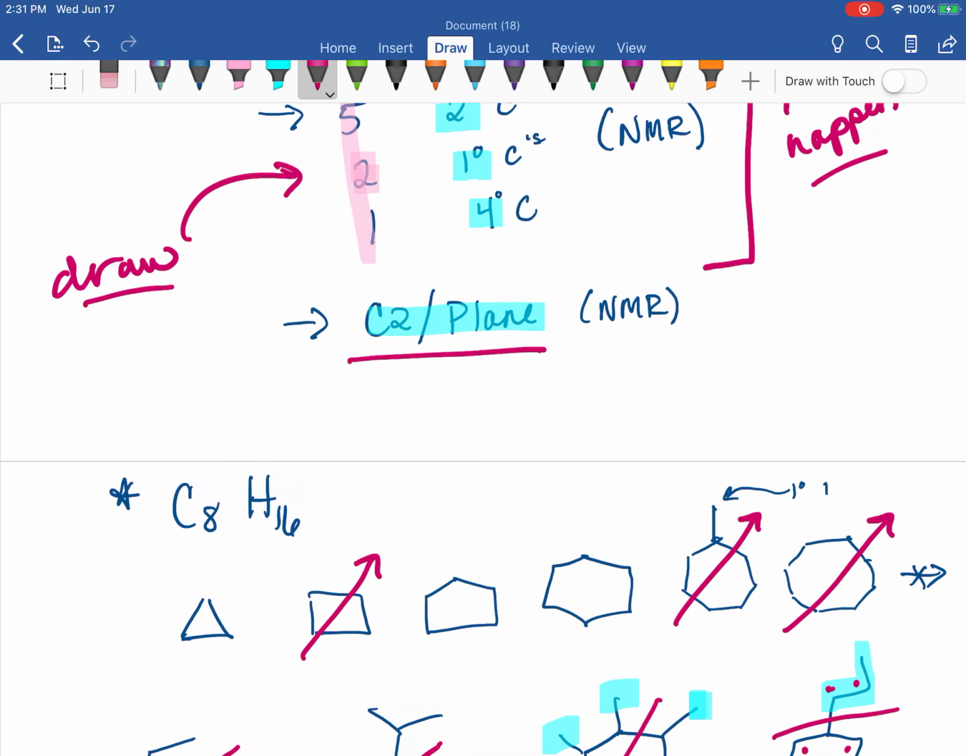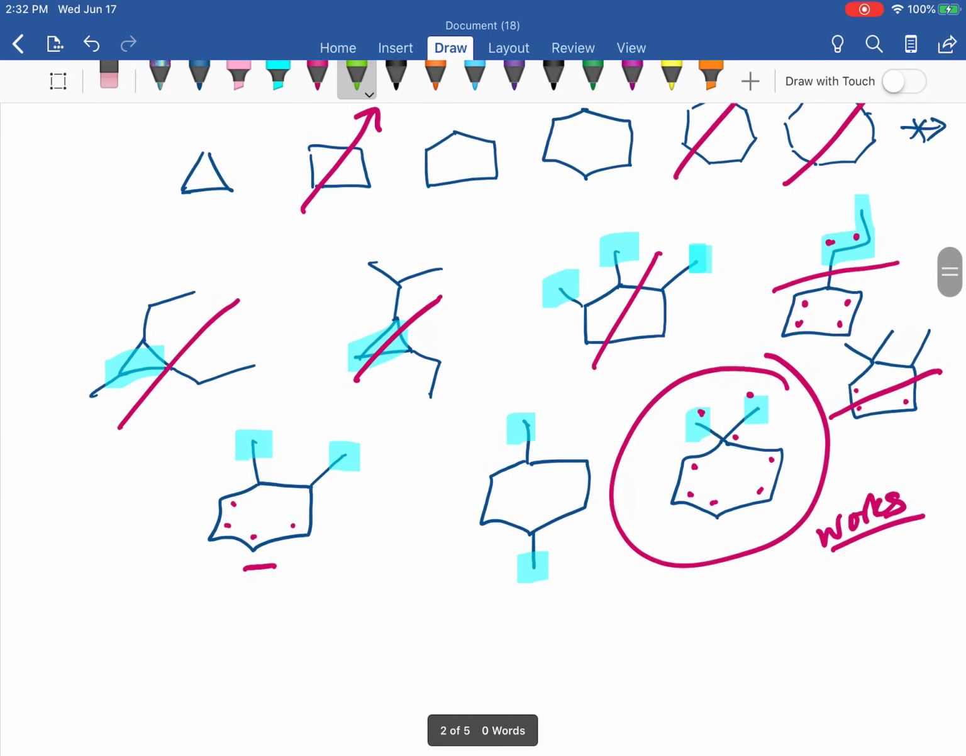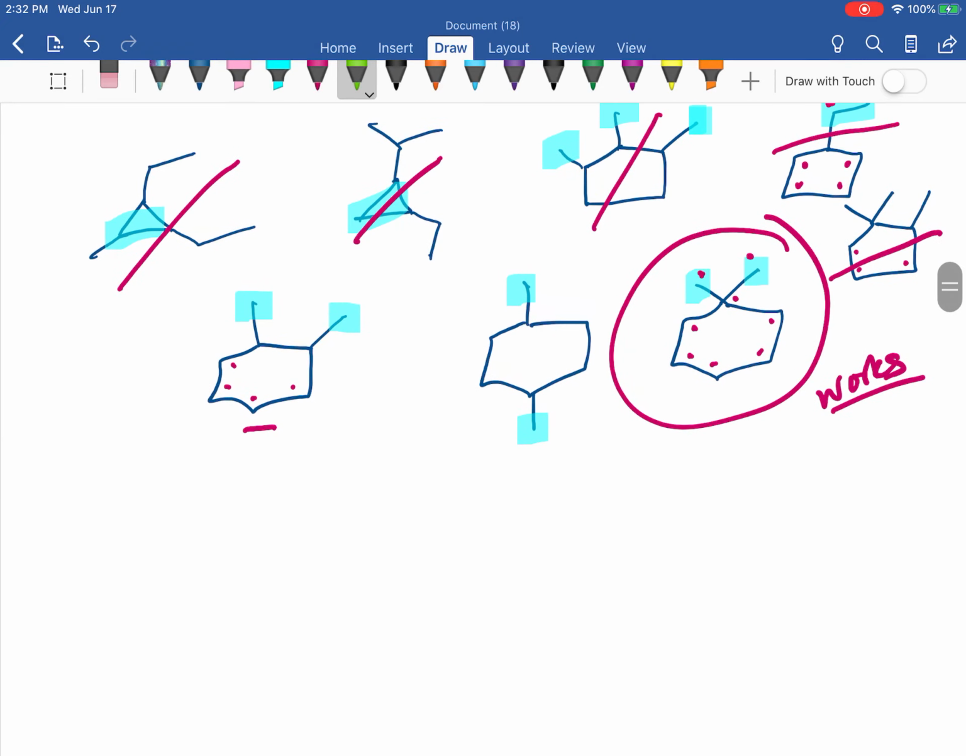Okay, now last but not least, I typically give us our symmetry last. Now, you know from our videos, and one of our most common mistakes on this next test, can I tell symmetry with just a skeletal drawing? No. What kind of drawing do we need to see that symmetry? We need bolds and dashes.